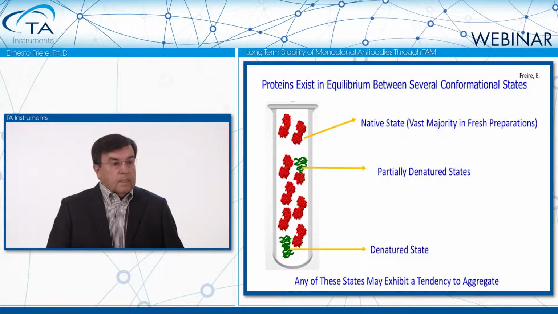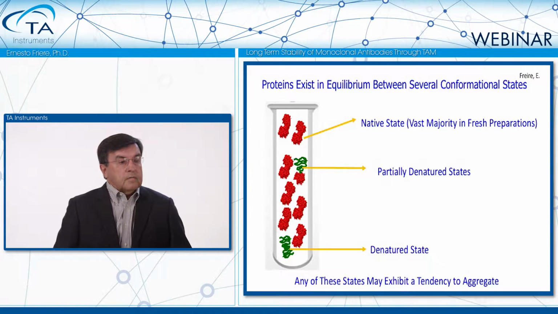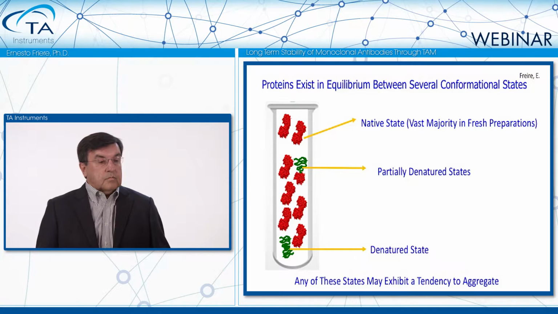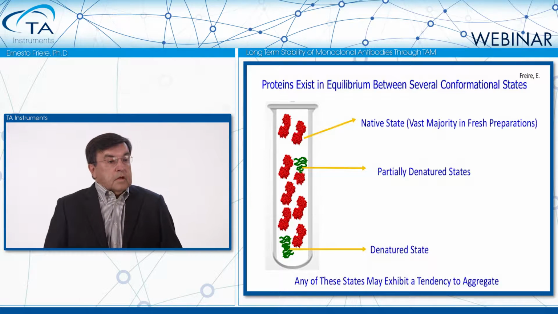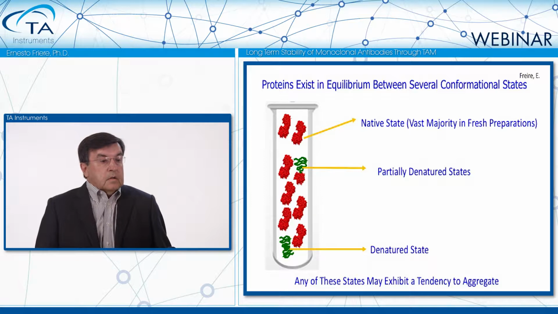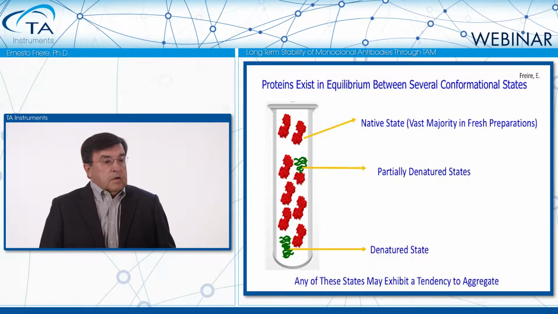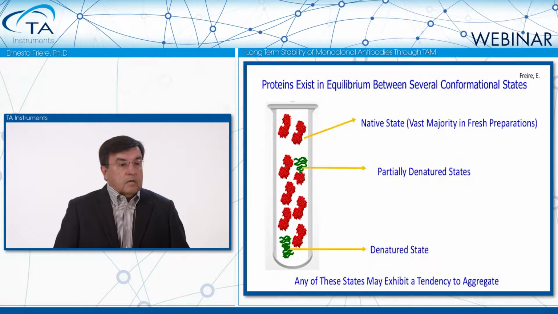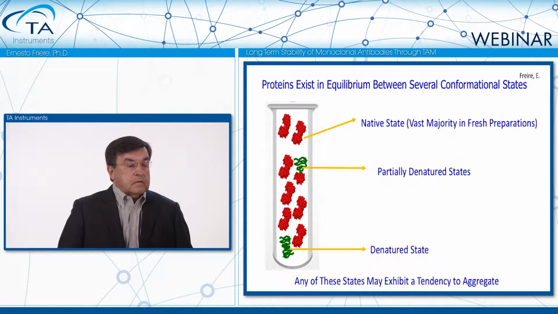Now, to give a short review of the standard situation with proteins, we know that when a protein is formulated, immediately after formulation, the vast majority of proteins will be in the native state, that is in the active conformation. But there are going to be few molecules in partially denatured states or denatured states. Any of these states may have a tendency to aggregate.